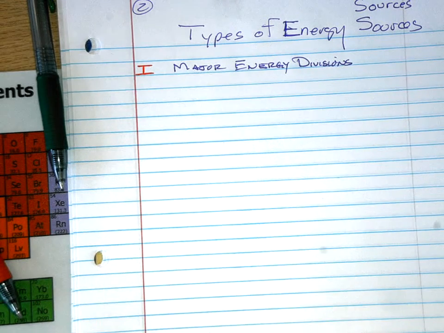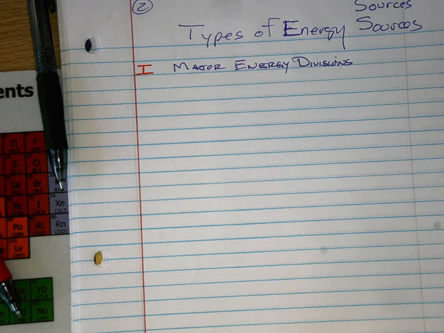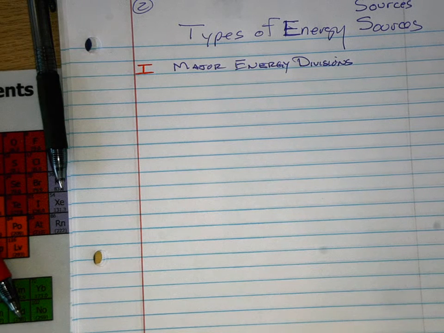So if I had to ask you to break energy in half, what 2 ways do you think you could come up with? What are the 2 types? And we're talking here about energy sources, okay? What are the 2 major energy sources that we have? Any ideas out there? Go ahead and mull that over for a split second.